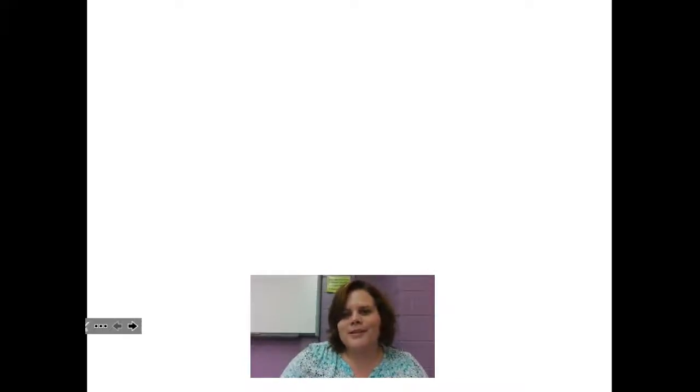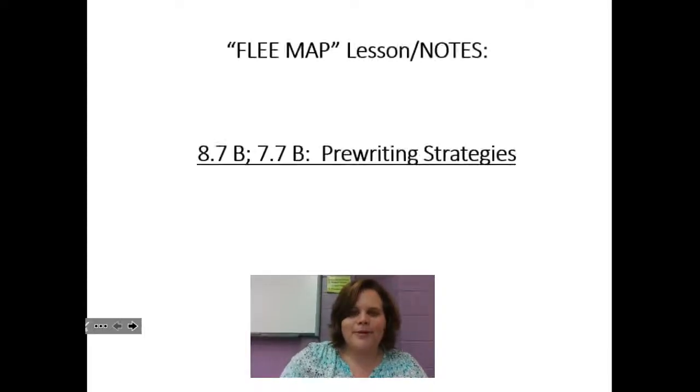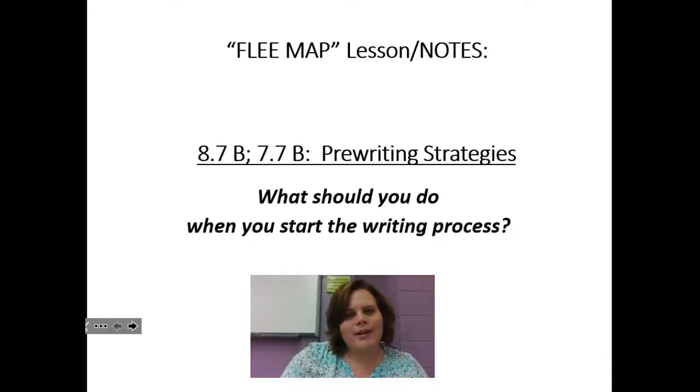So before we start this lesson, you need a couple things. You need the paper that says flea map lesson notes, and it's kind of a 2-page thing. And we'll get to the flea map right now. We just want to talk about pre-writing strategies in general and what to do before you start actually writing. So what should you do when you start the writing process? And this is literally the 4th time we've talked about this, so try to just stick with me for a few minutes, and then we'll practice taking it further with the body of our essay.